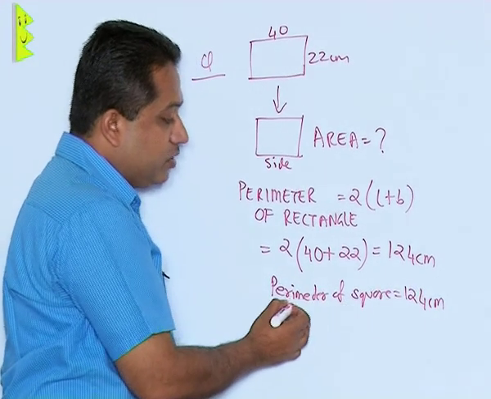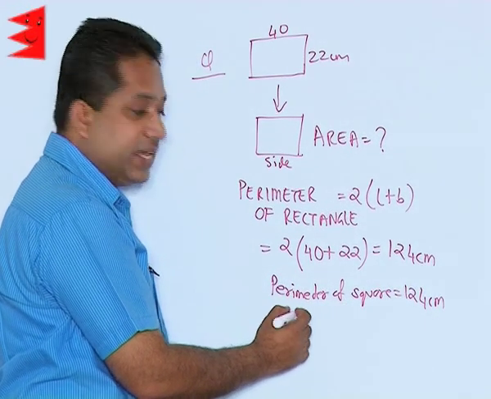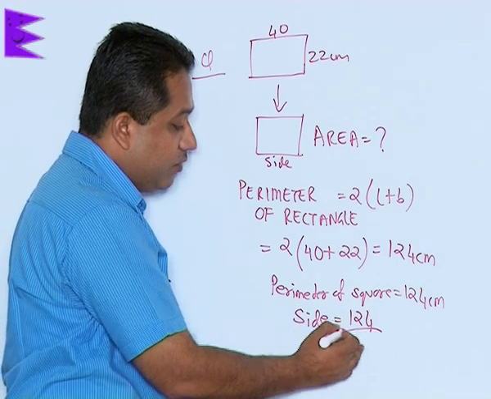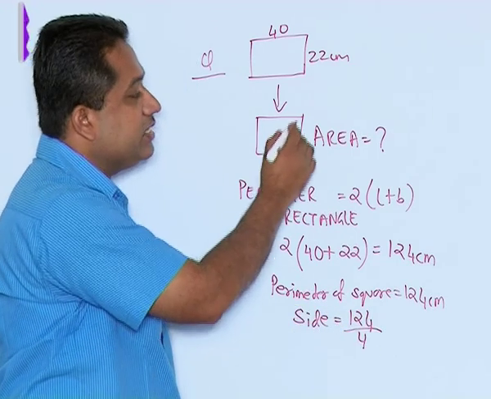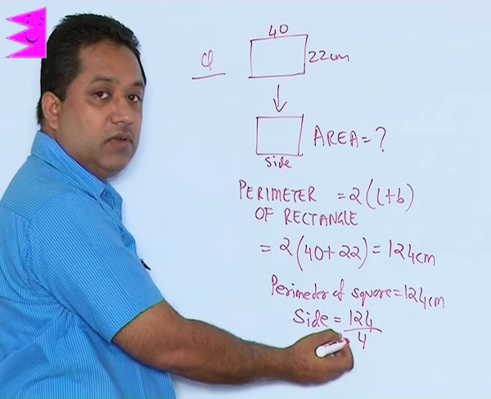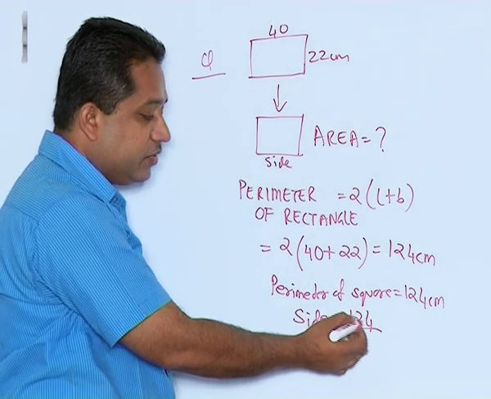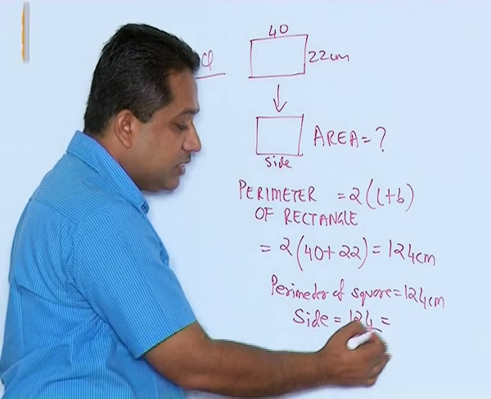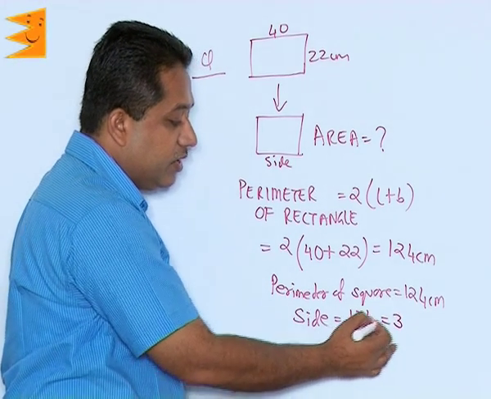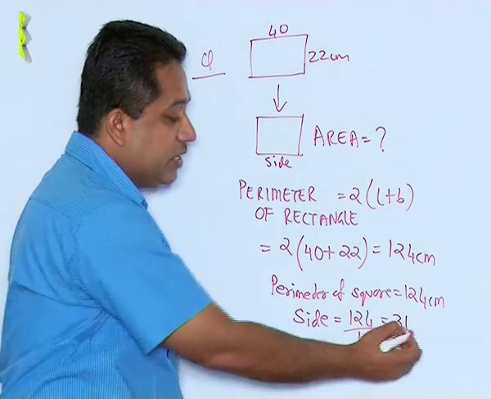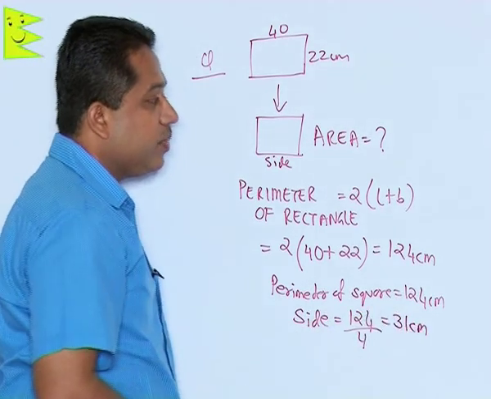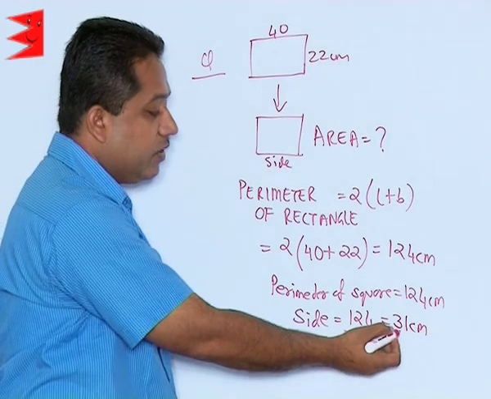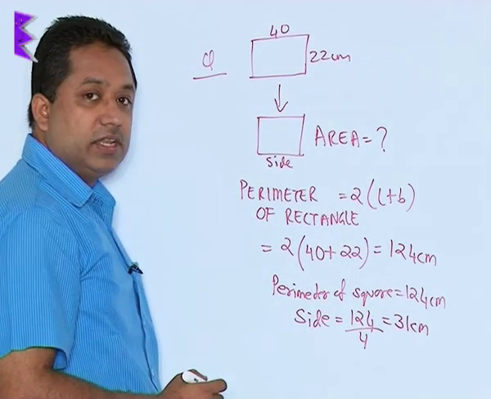And if the perimeter of the square is 124, we can say its side will be 124 divided by 4, because there are 4 sides in a square and all the 4 sides are equal. So, if the total boundary length is 124, each side will be 124 upon 4. So, that implies 4, 3, 12 and 1. So, we get 31 centimeter. So, we have solved the first part of the question, that the side of the square was unknown and we have found out the side of the square as 31 centimeter.